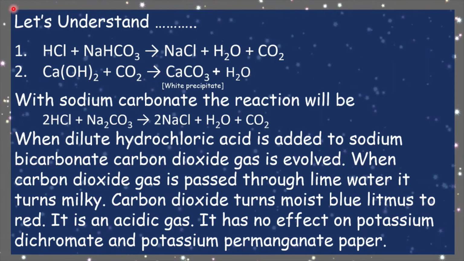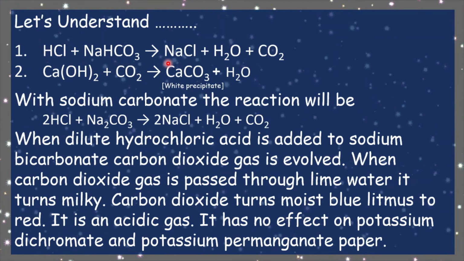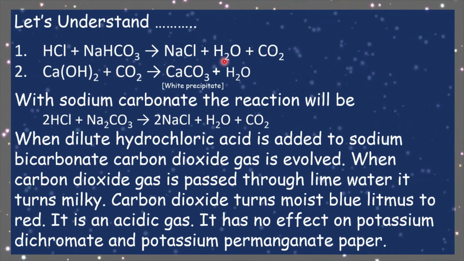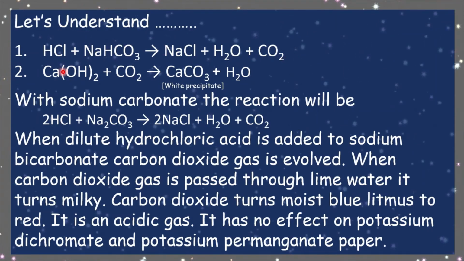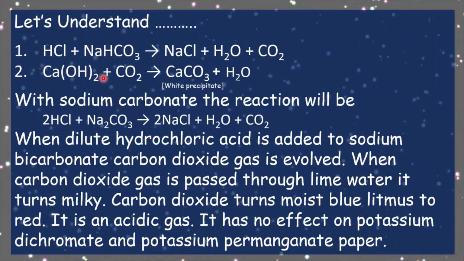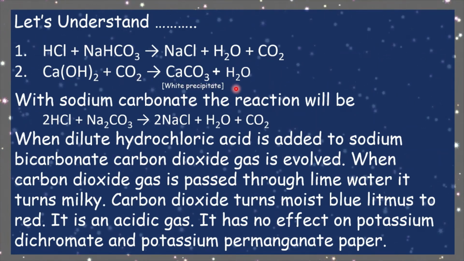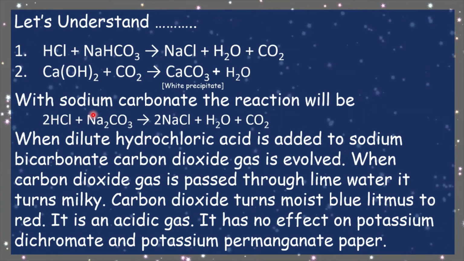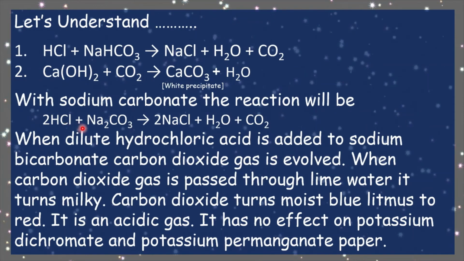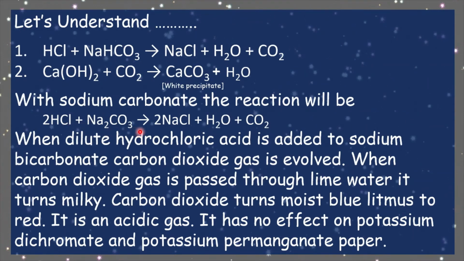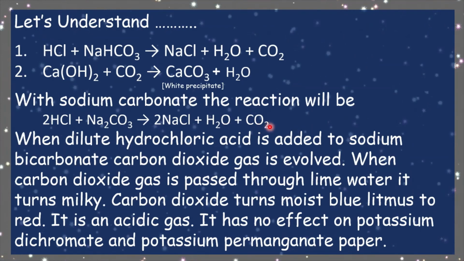Let us understand. HCl plus NaHCO3 forms NaCl plus H2O plus CO2, and Ca(OH)2 reacts with CO2 to form CaCO3 plus H2O. With sodium carbonate, the reaction will be 2HCl plus Na2CO3 to form 2NaCl plus H2O plus CO2.